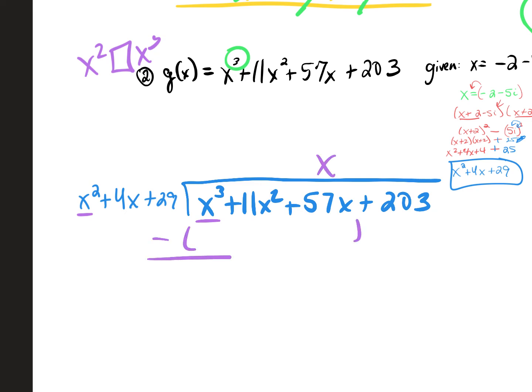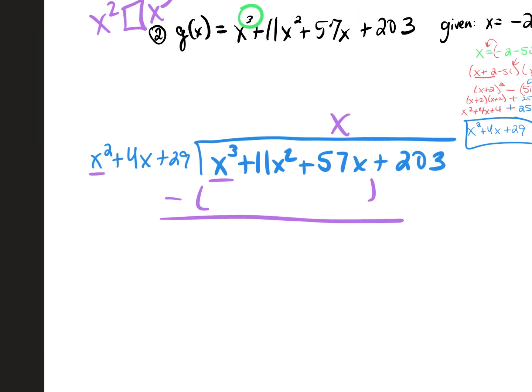So go ahead and get your subtraction ready before you multiply. X times x squared is x cubed. X times 4x is plus 4x squared. And x times 29 is plus 29x. Before you can combine, we need to distribute that negative sign. So distribute.